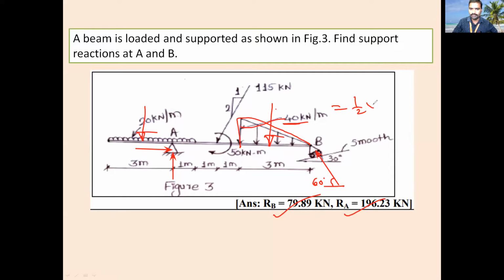How? What is the base? 3 meter, into the height, which is the intensity, 40. So this is how you have to convert it, and you will get the point load. How much is the distance from the end? It is 1/3 of the base. The base is 3 meter, so 1/3 of the base is 1 meter. Remaining is 2 meter. All the concepts I have taken already.